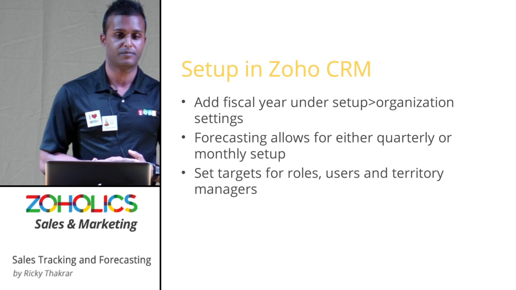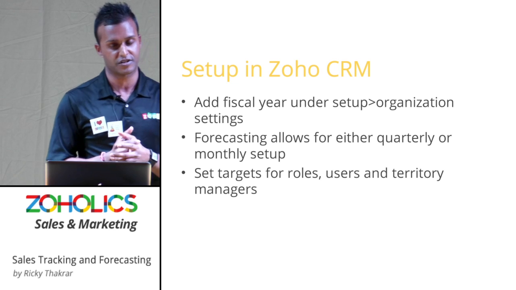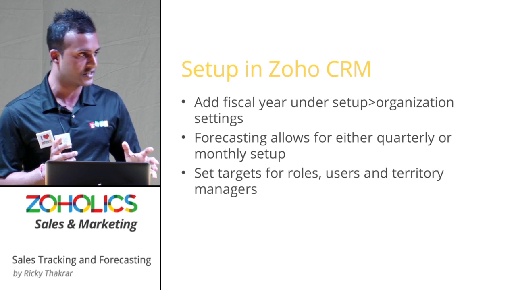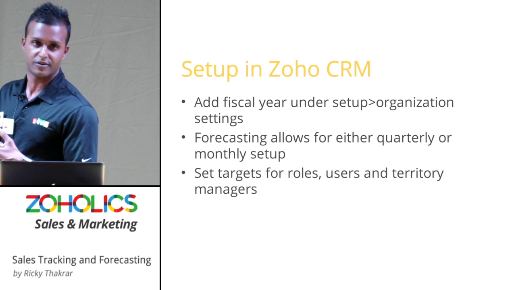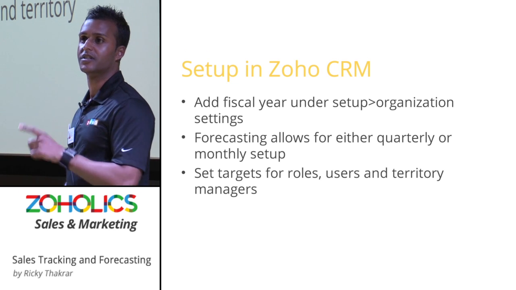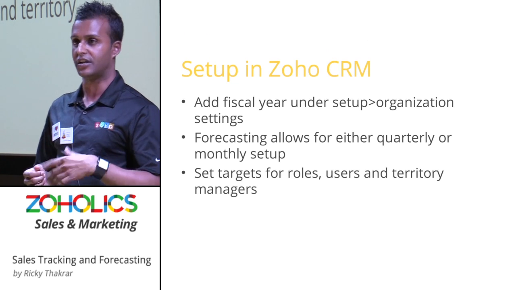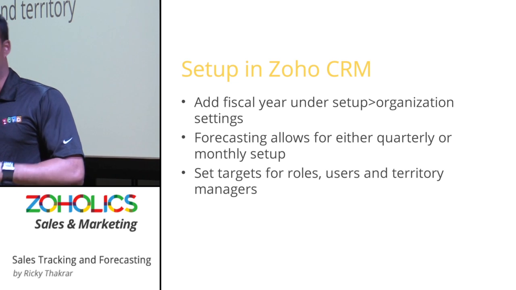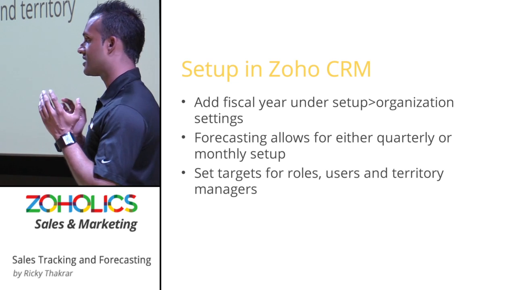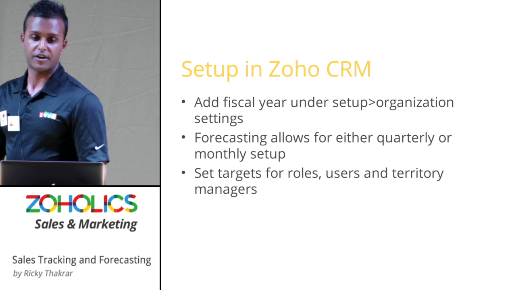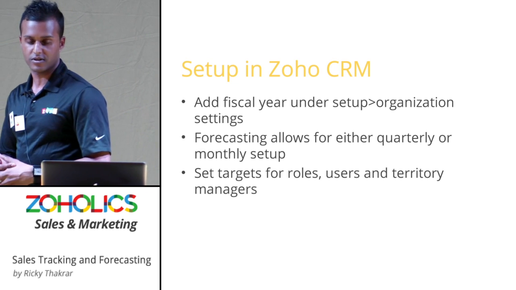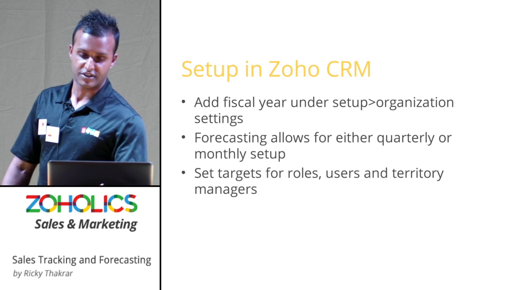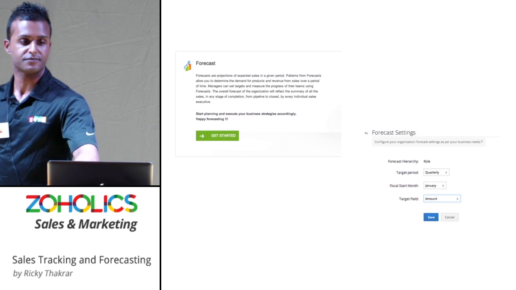And to set this up, you're going to be using first the fiscal year, which is already set to January to December. Does anyone use a fiscal year outside of January to December? If you go under Setup and Organization Settings, you can change that fiscal year to help you with the forecasting. It can be either quarterly or monthly, and you're going to set targets. So this is your quota. And you set that quota for your roles and then your users in those roles. And if you're using the territories, you're going to set it for territory managers and territory reps.